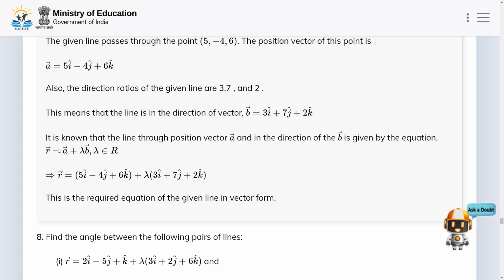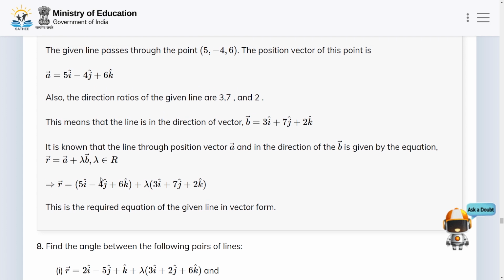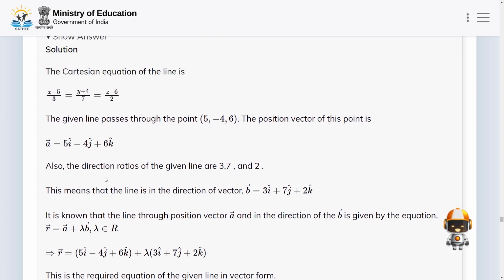This means you will have your form as r vector equals a vector plus scalar times b vector. This means a vector is your 5i hat minus 4j hat plus 6k hat, plus b vector will be lambda times 3i hat plus 7j hat plus 2k hat. So this will be your required vector form equation of the line, or you can also directly write 5i hat minus 4j hat plus 6k hat plus lambda times 3i hat plus 7j hat plus 2k hat. Okay, you can also directly write.